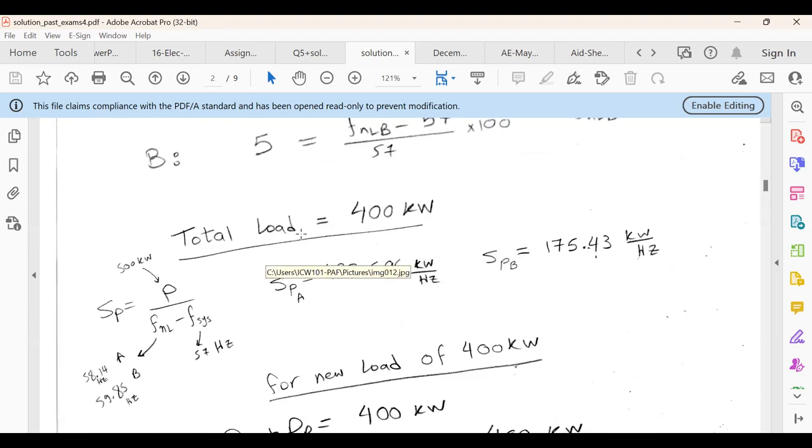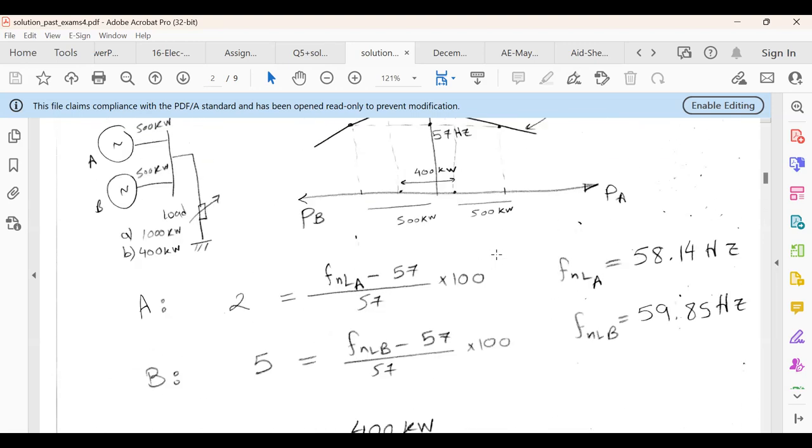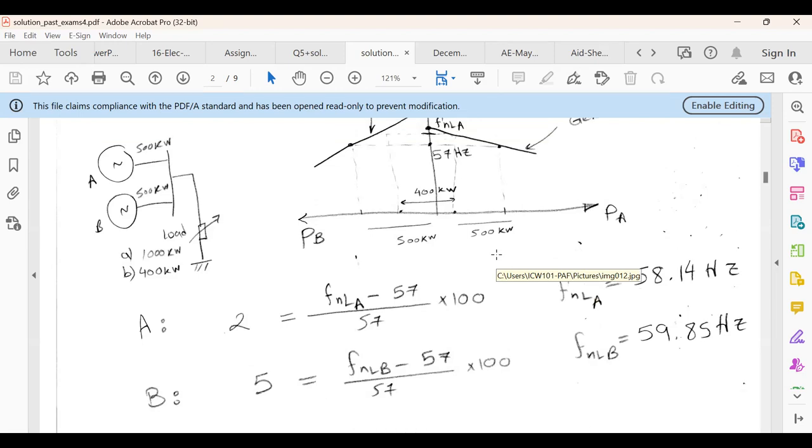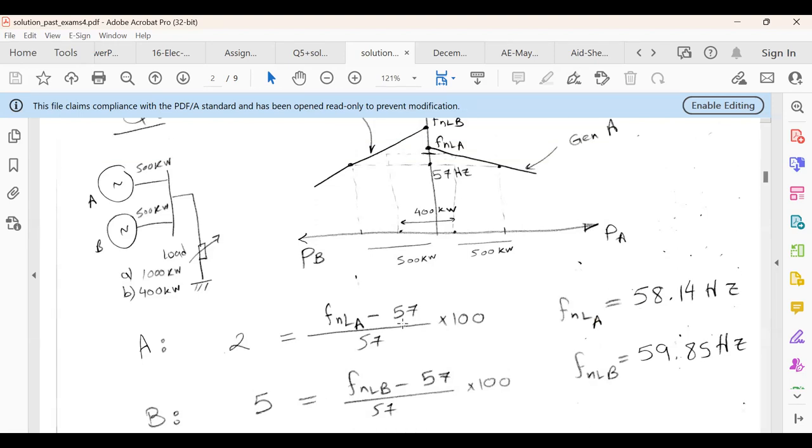Yes, I see one question. In this equation for A and B, you are using the frequency at full load, right? But they are not at full load. The full load is 600 kilowatt. Should that be a problem or not?